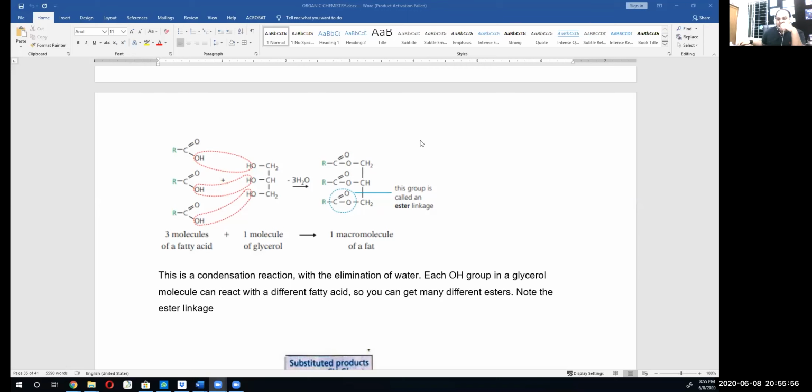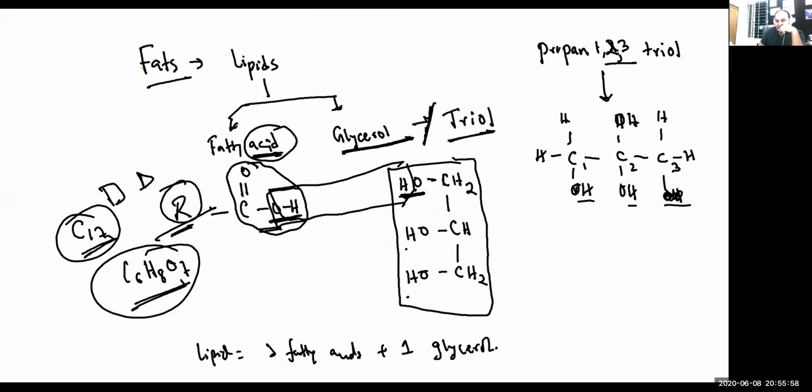Okay, now we go back to Yasrib's question. Why does the second one have just 1 hydrogen? Look here: how many bonds can 1 carbon form? 4. So 1, 2, 3, 4. This carbon has 1, 2, 3, 4. That is why they have 1 hydrogen at the center. Do you understand now?